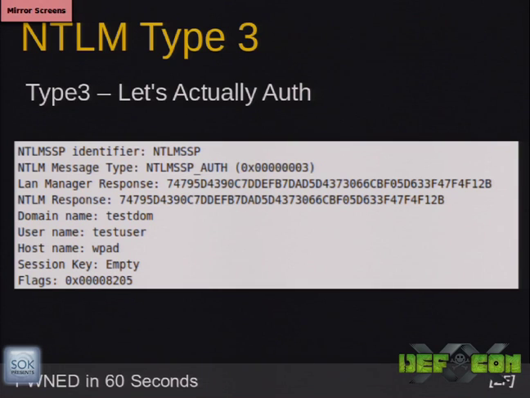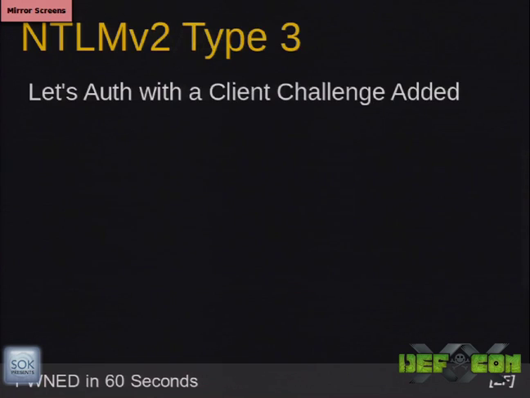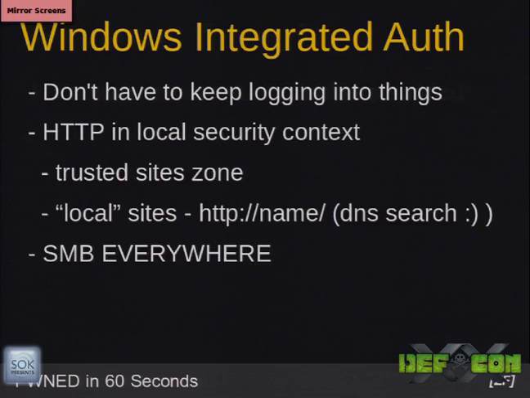NTLM version 2 is pretty much the same, except it adds additional parameters into the password response, as well as a client challenge. As a prevention against rainbow tables, the client uses randomness to break the rainbow tables. So we went over that.